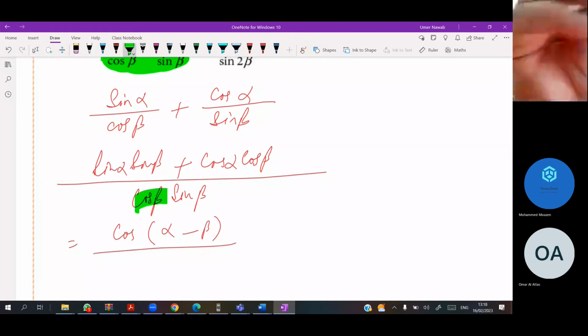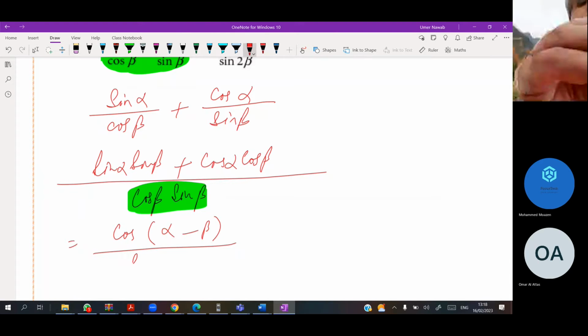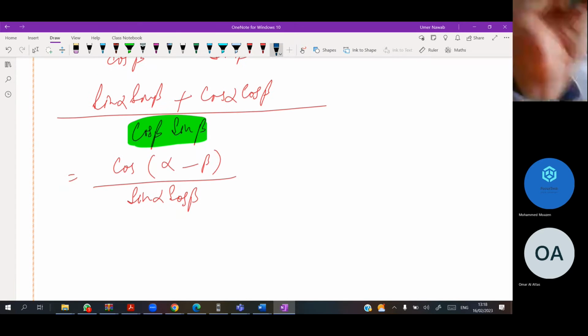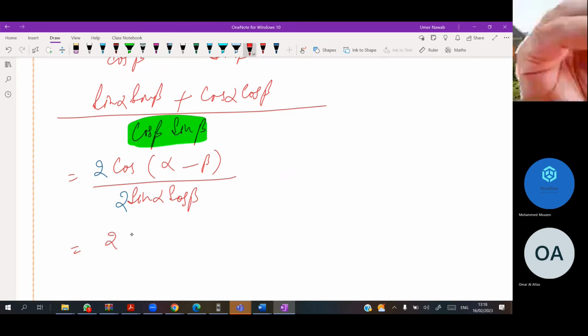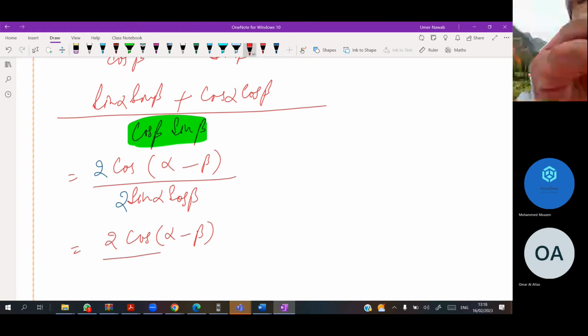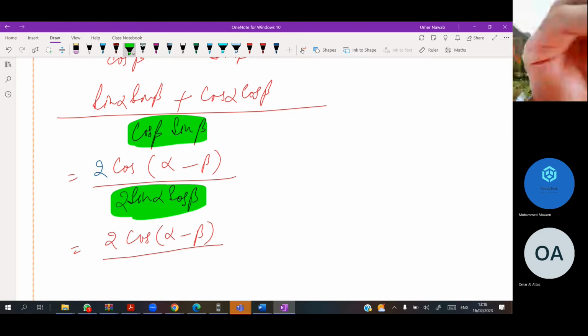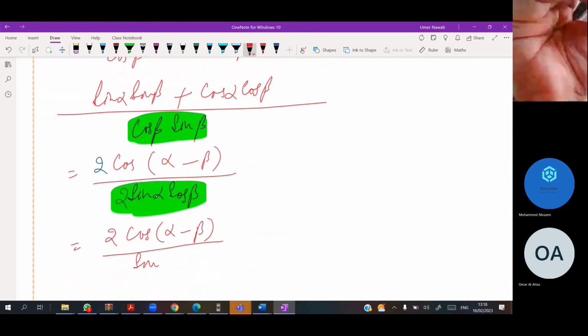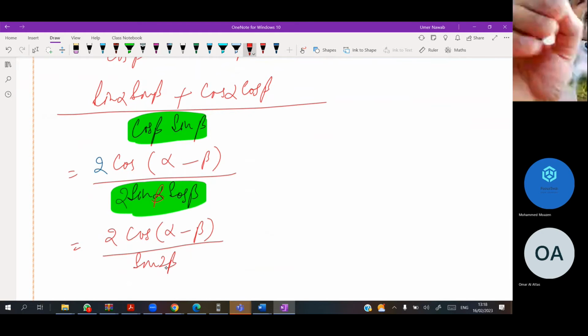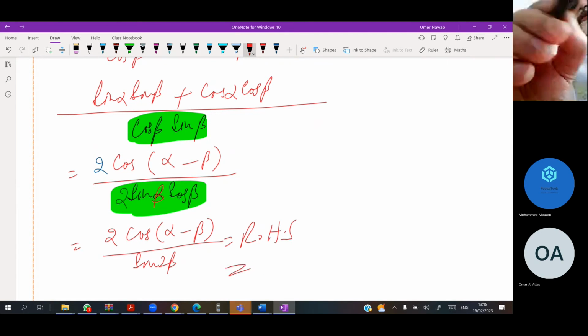And in the denominator, it is sine alpha, cosine beta, and I need 2 here. Multiply up with 2 and 2 down. So this is 2 cosine of alpha minus beta over... what is this equal to? It's a double angle identity, and that is equal to sine of alpha plus beta, or you can write, because both of them are betas, sine of 2 beta, which is equal to the right-hand side.